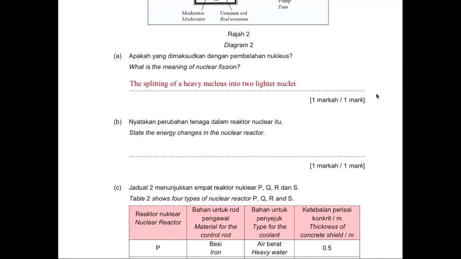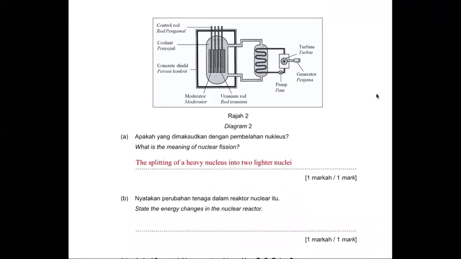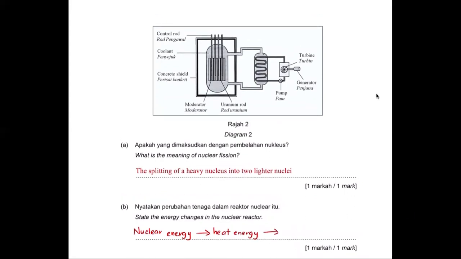And then state the energy changes in the nuclear reactor. So the energy changes because it is in the nuclear reactor. So it will start from nuclear energy. This one you have learned also in science form 3. Okay, nuclear energy converted into heat energy. And from that heat energy, it will turn the turbine. So when the turbine is turned, means that there is a conversion from the heat energy into kinetic energy.